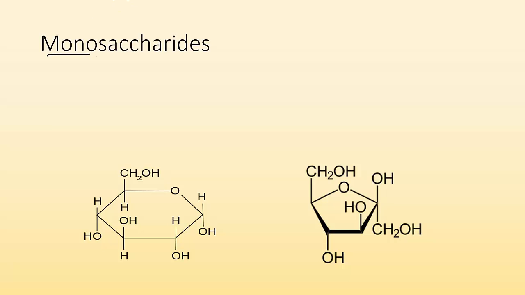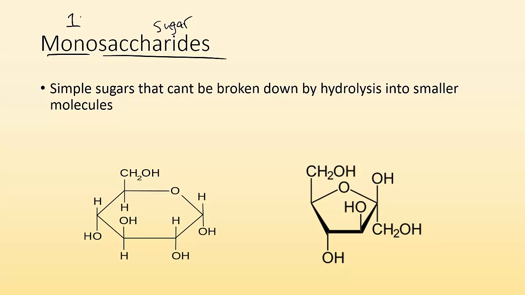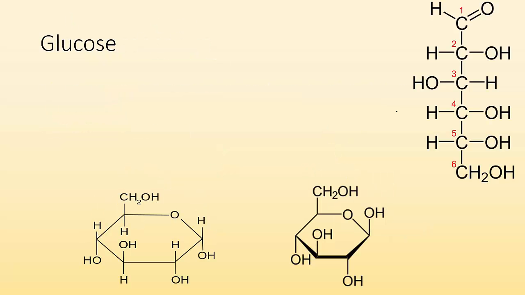All right, monosaccharides. So saccharide just basically means sugar, and mono means one. So we're looking at a single sugar molecule. So they're simple sugars that can't be broken down by hydrolysis into smaller molecules. This is the basic unit of a sugar molecule, right? So here are a couple of examples. It's just one molecule of sugar. Can't be broken down into smaller molecules. Example would be like glucose and fructose. And here I have the structures of those, glucose and fructose.